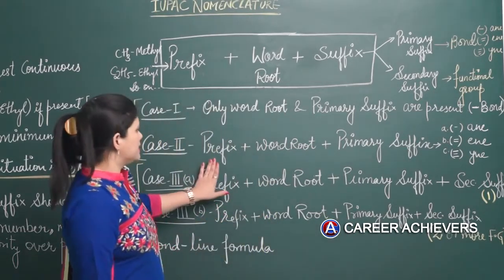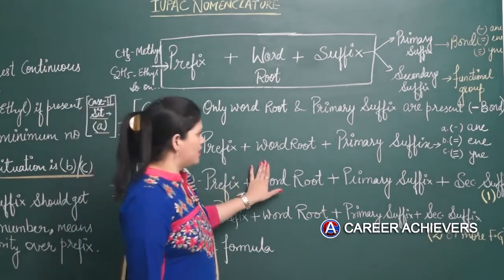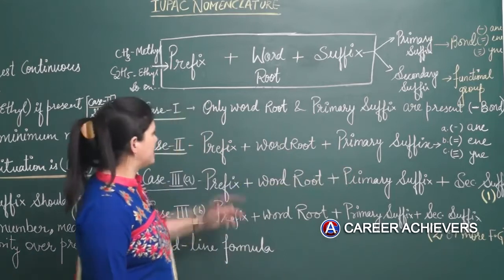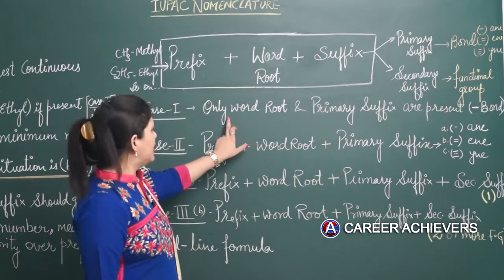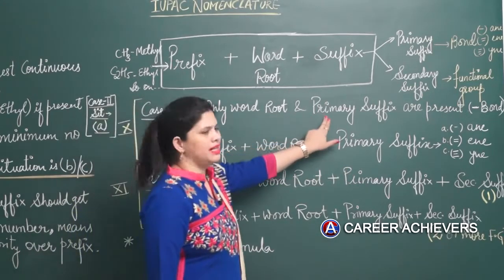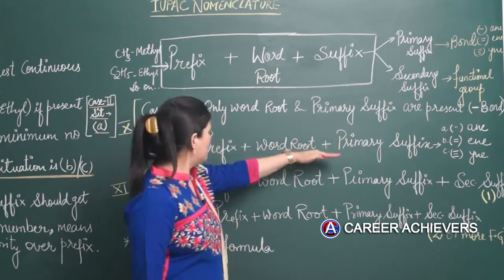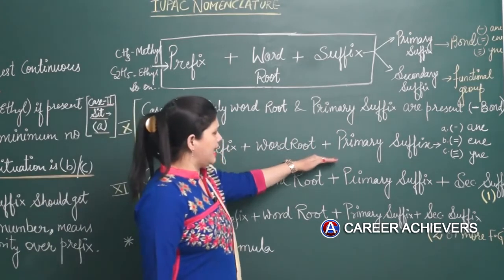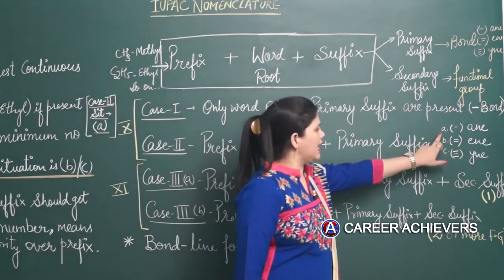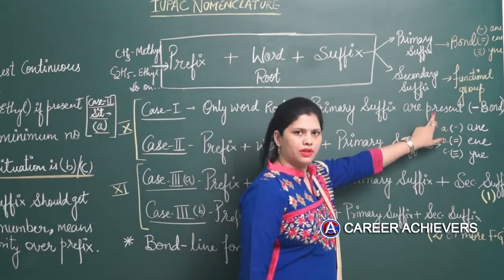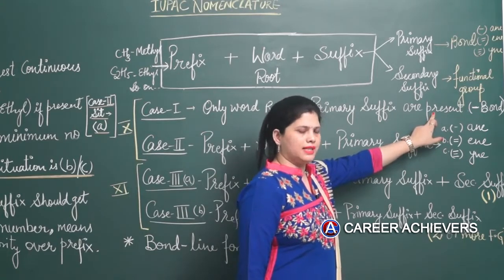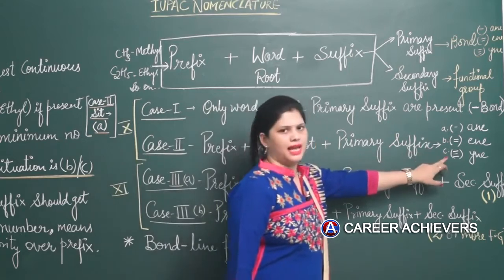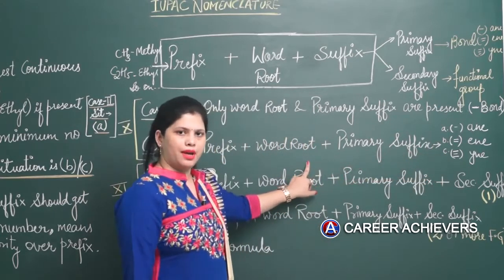Then case 2 is when prefix is there, word root is there and primary suffix is there. So basically it is only a one step extension of the last case. In the last case you had word root and primary suffix, and the same thing is here, only prefix is added. Now in this case you will have to see that single bond is covered over here. If single bond is there, you will follow this case, and if double and triple bonds are there, then that would be case number 2 as well.